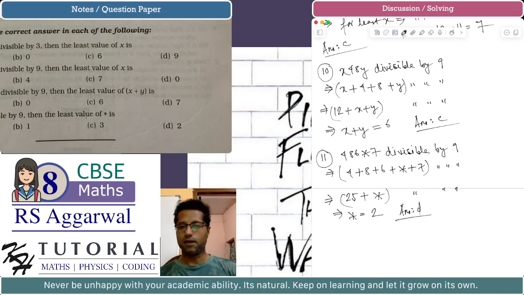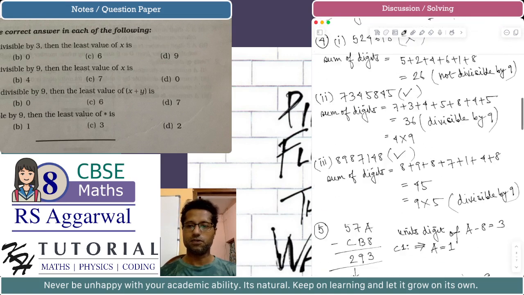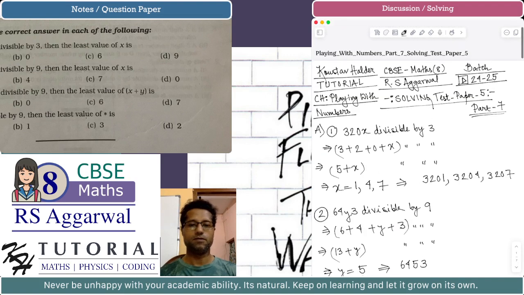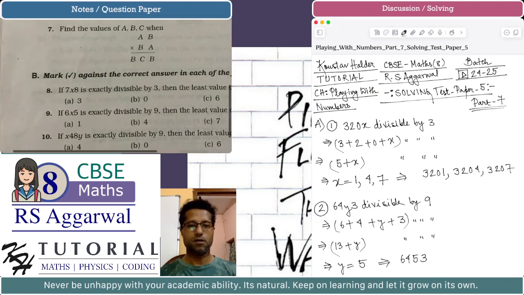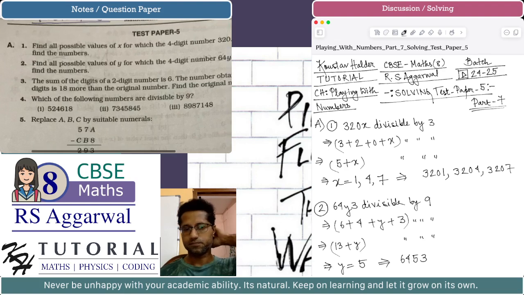So this brings an end in solving the test paper number 5. Even though the questions were straightforward, this will give a good practice of evaluating your understanding of the concepts of the chapter playing with numbers.